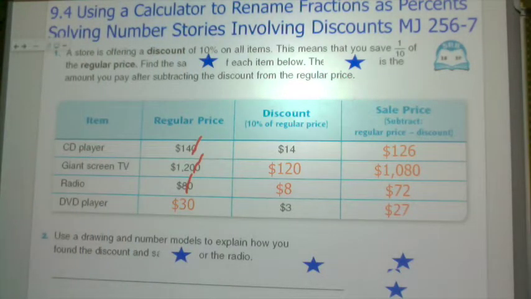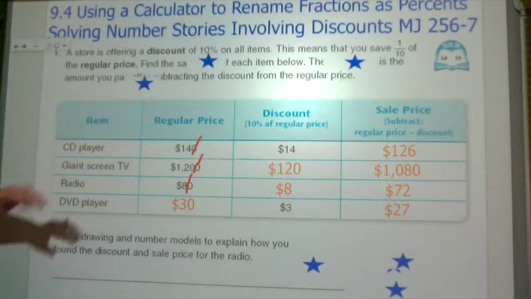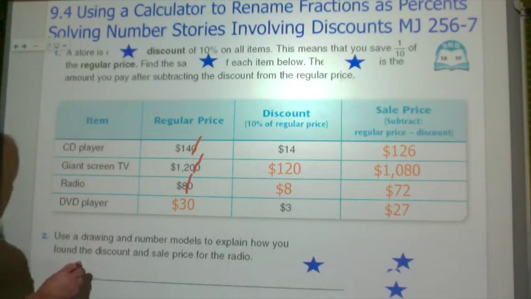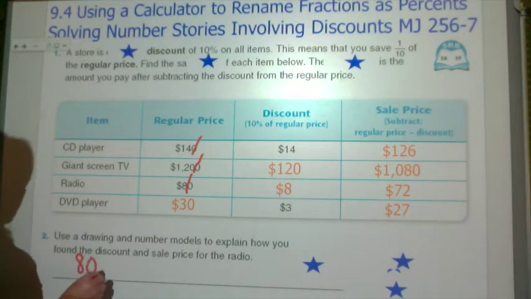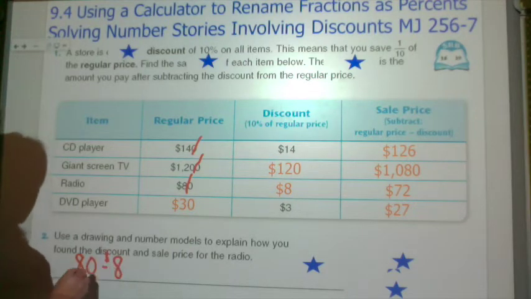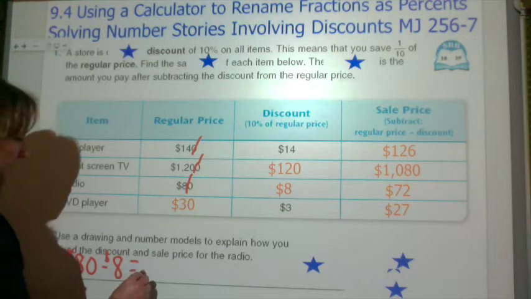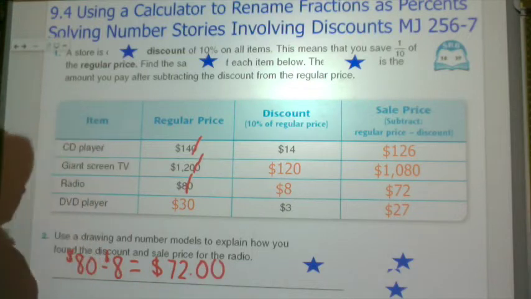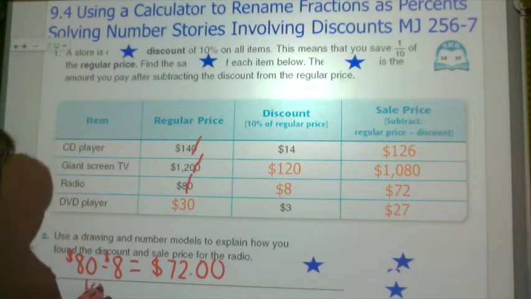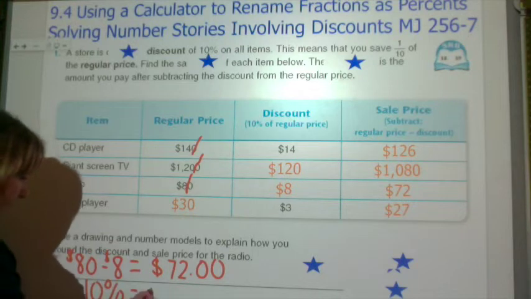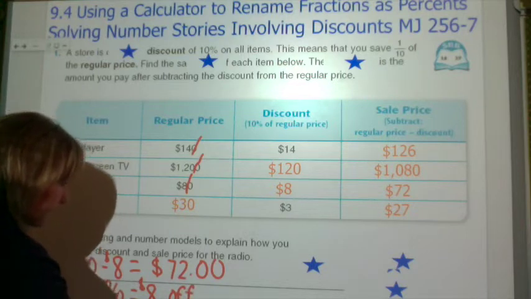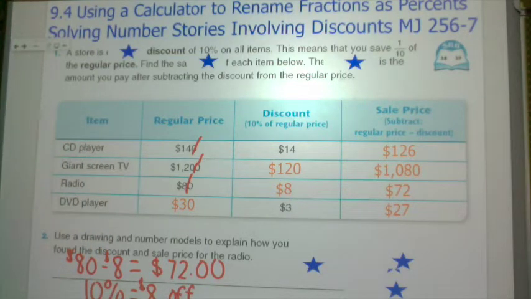Use a number model to show how you explain. Use a number model to explain how you found the discount and sale price for the radio. So we did 80, take away 8, let's have dollar signs here, is $72. 10% equals $8 off, or savings. There we go. Good job.